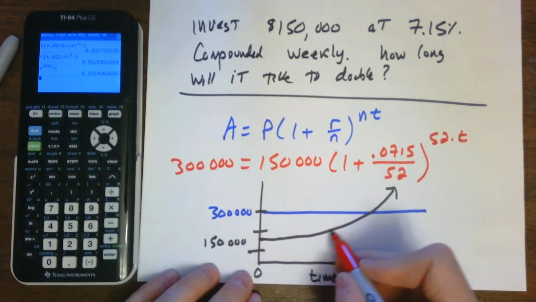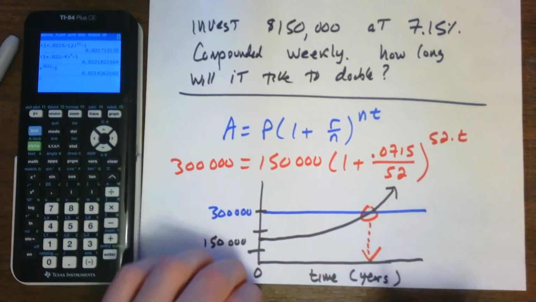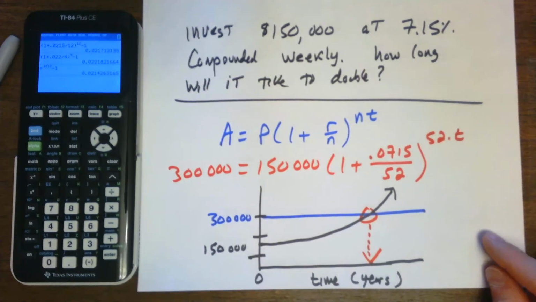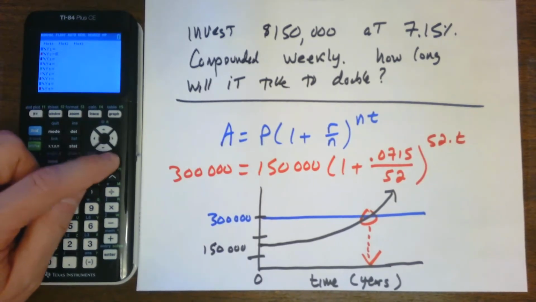Where the investment grows and reaches the $300,000, that tells me how many years it's going to take. So I'm going to solve this one graphically. We certainly can do it algebraically. It would be exactly the same as the previous one, just the numbers would be different.